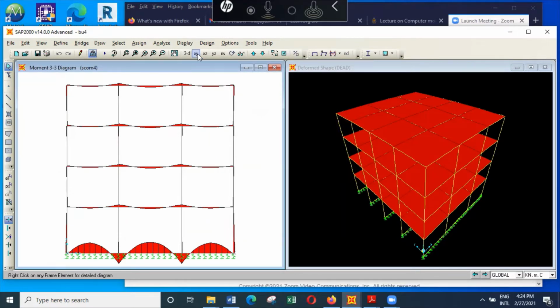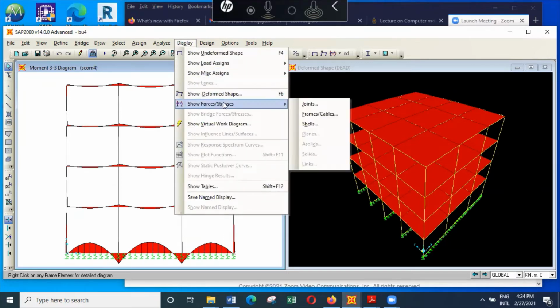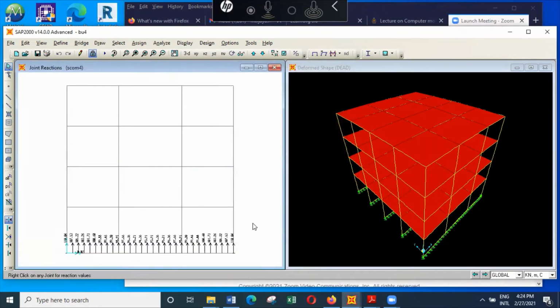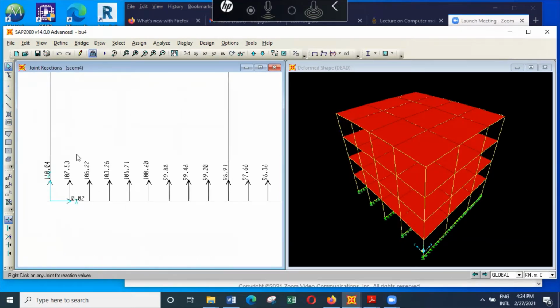And due to service loads, I can also look at the reactions, joints, service combination, and look at the reactions. And if I look at the reaction values, here you can see the reaction is about 110 at the corner, which may not be worrying, but let's see this one, 107.